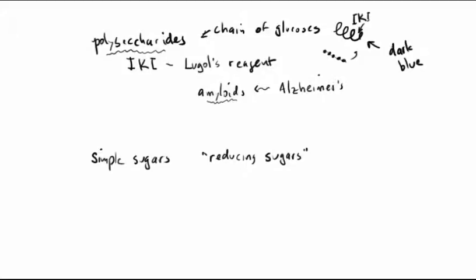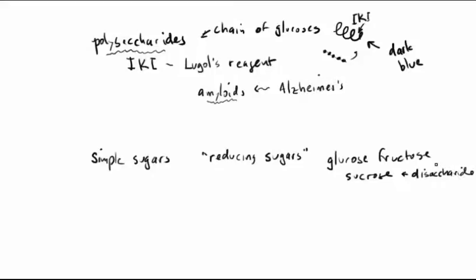So it's kind of weird. You think reducing is taking something off. No, reducing is actually putting electrons onto something. Examples of this again would be glucose and fructose, which are the sweet sugars that we have in foods, and sucrose, or table sugar, is simply a glucose and a fructose. Remember, glucose plus fructose is equal to sucrose. Sucrose is an example of a disaccharide.